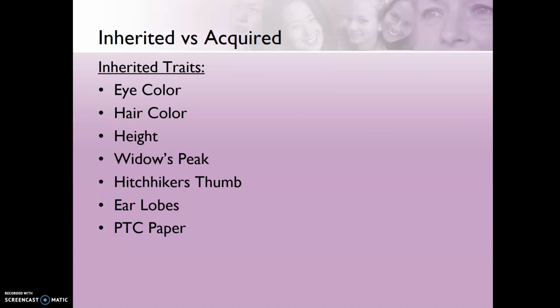Since we're not in school, we can't do the PTC paper, but this is an interesting experiment where I have this piece of paper, a little strip of paper that you put on your tongue and taste. And for some people, it tastes really bitter, and for others, it tastes like nothing. So that is an inherited trait, that bitterness that you can taste, or you're a non-taster.